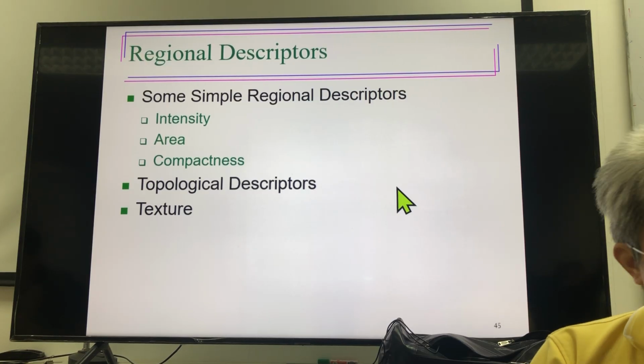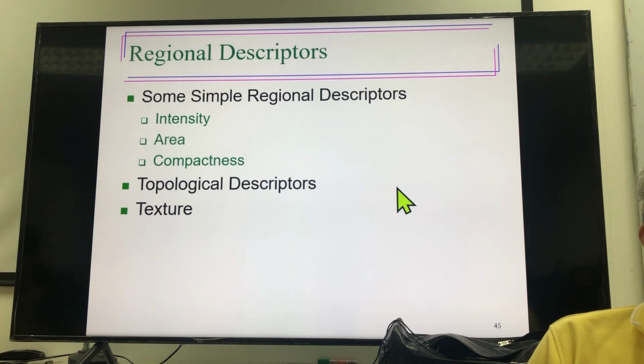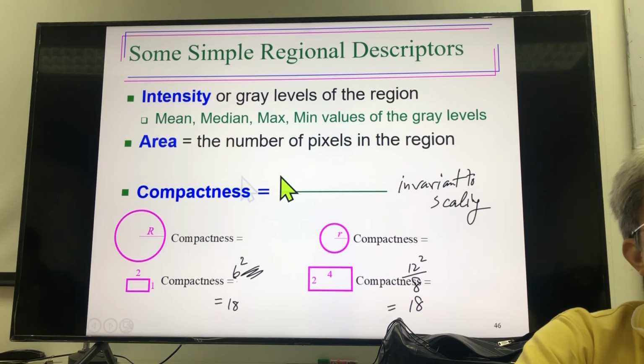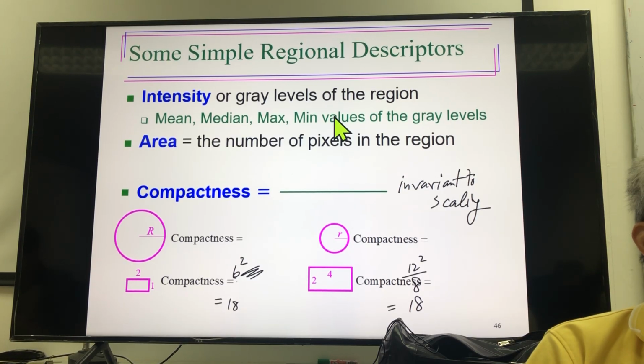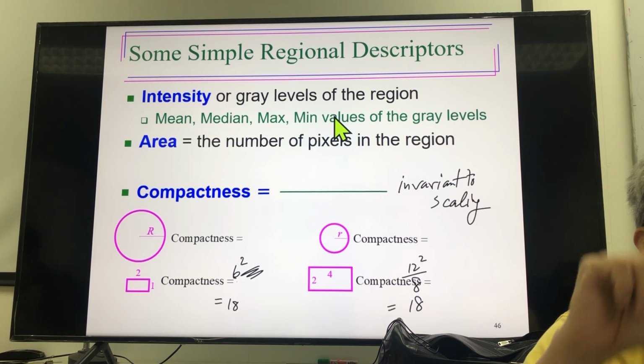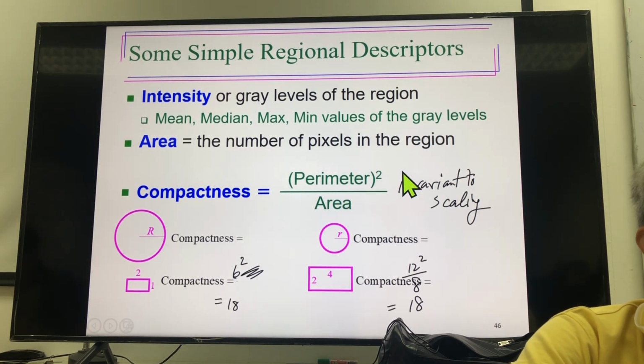Okay. Next is the regional descriptor. The regional descriptor could be intensity, area, compactness, and texture. Intensity is the easiest. You can have max, min, median values of the intensities. Area, you just count the number of pixels within the regions. Compactness, however, is equal to the perimeter squared divided by the area. This is also useful.